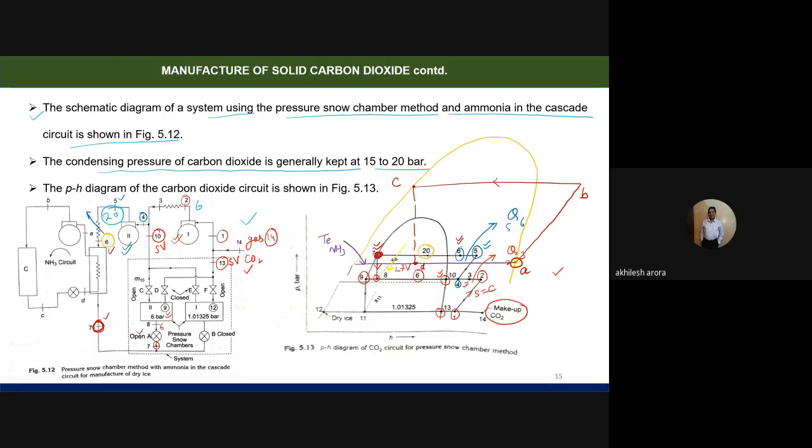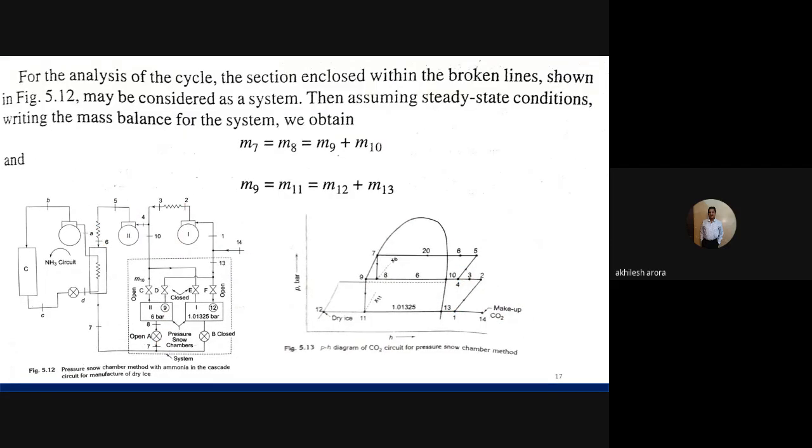Now I will explain to you the analysis of the cycle. Once again, see this diagram. First of all, we are considering that the system is working in the steady state. Now, first of all, we would like to go for the mass balance of the system. At point number 7, the expansion takes place up to point number 8, and at point number 8 and 7, the mass is the same. But this 8 is liquid plus vapor, so there is some part of the liquid at 8 and some part of the vapor. So this is the part of the liquid and this is the part of the vapor.